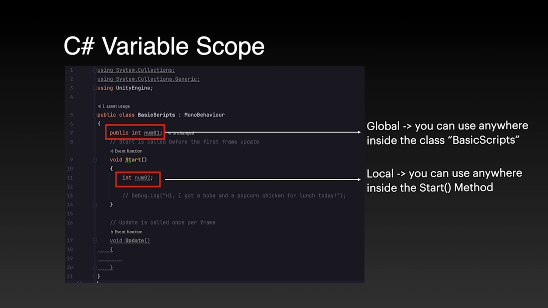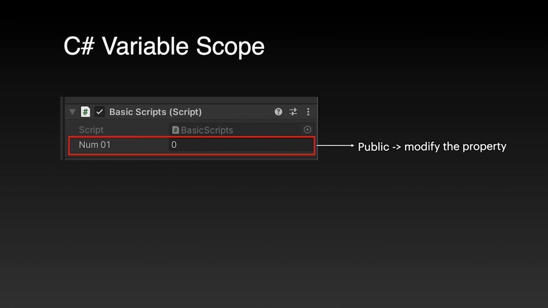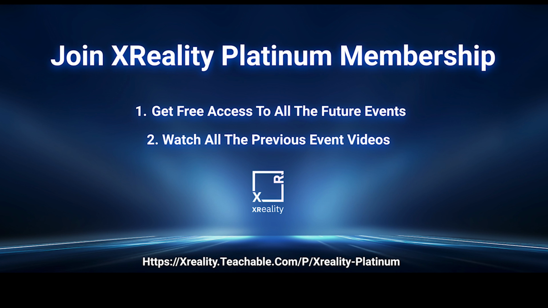And if you put public, it means that other scripts, other classes can get your int or your variable, right? And also, if you put public, you can go to the inspector and modify the property.